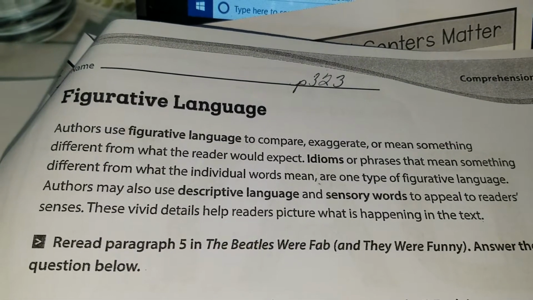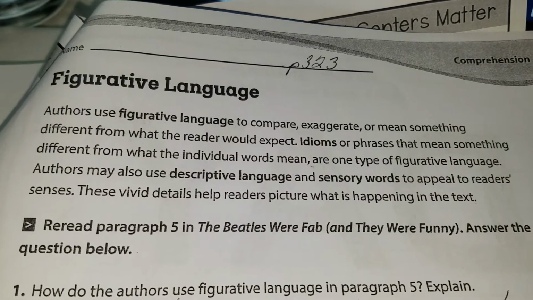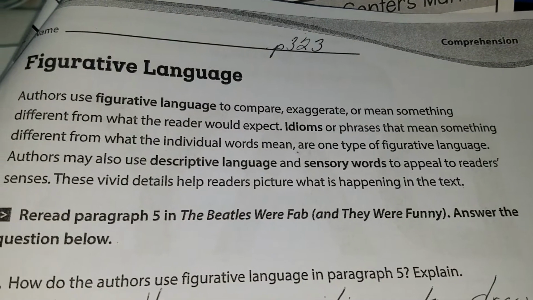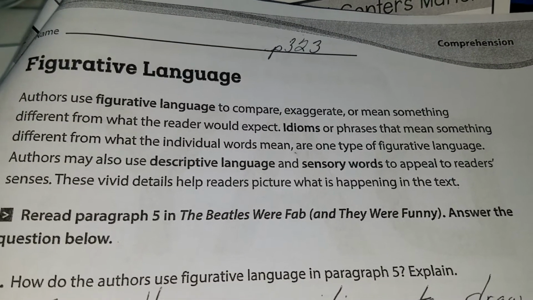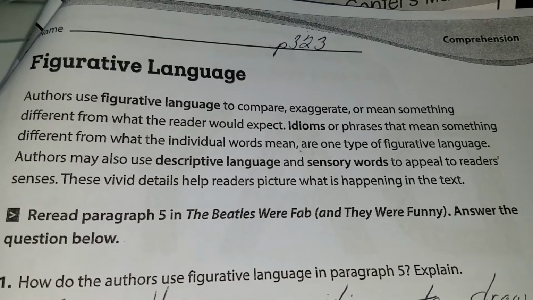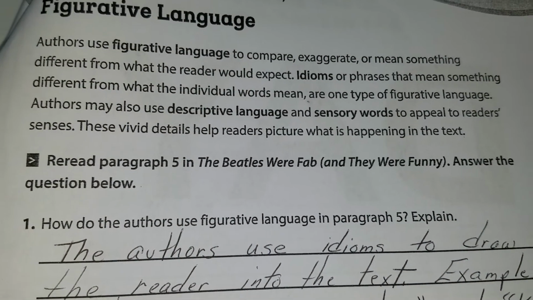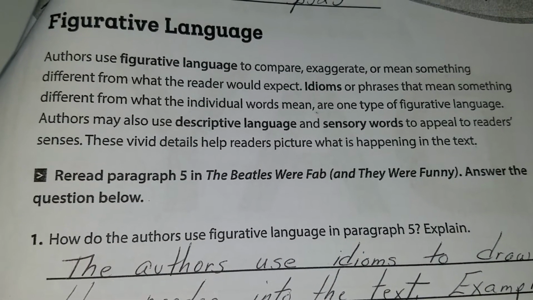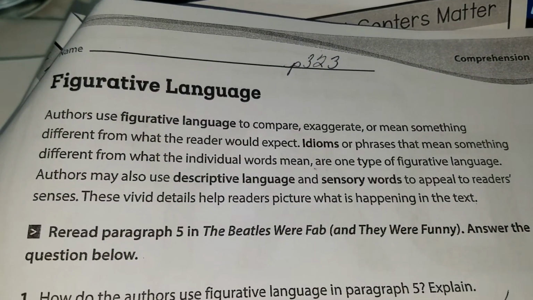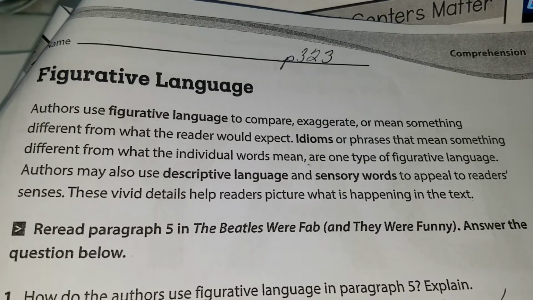Authors use figurative language to compare, exaggerate, or mean something different from what the reader would expect. Idioms, or phrases that mean something different from what the individual words mean, are one type of figurative language. Authors may also use descriptive language and sensory words to appeal to readers' senses. These vivid details help readers picture what is happening in the text. Okay, those are really bad definitions of what figurative language means.